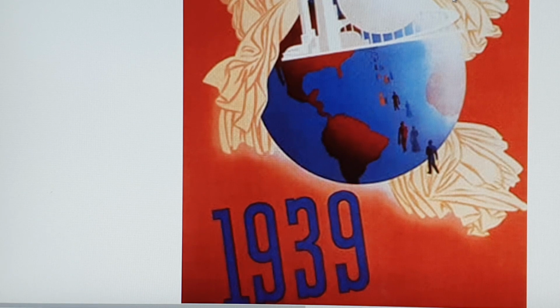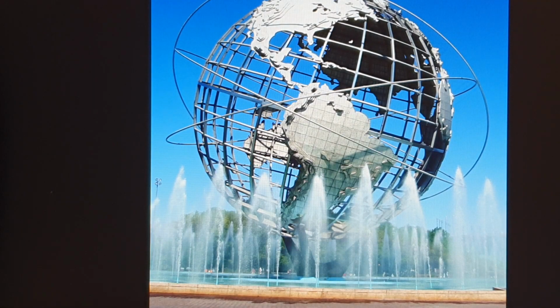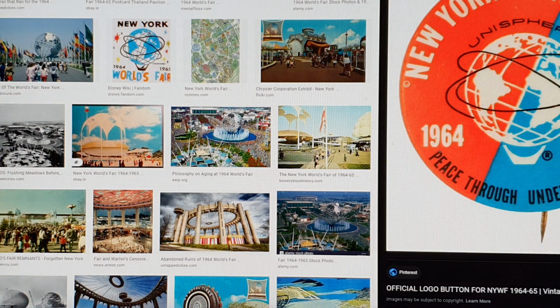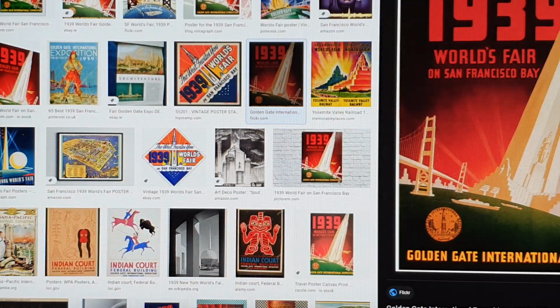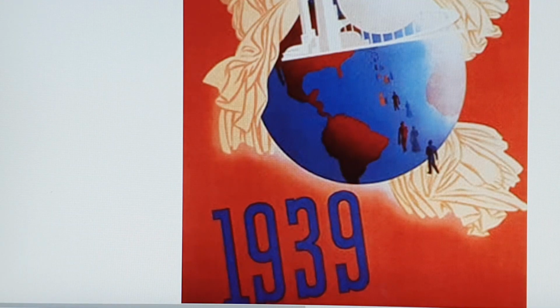I think there's a bit before we move on to 64 proper. There is another poster for this part of the exhibition of 64, and it's still there. The Unisphere, but we'll come back to that. Yeah, that's the San Francisco one. We don't want that now. I've got another image for you. So I've shown you that one.